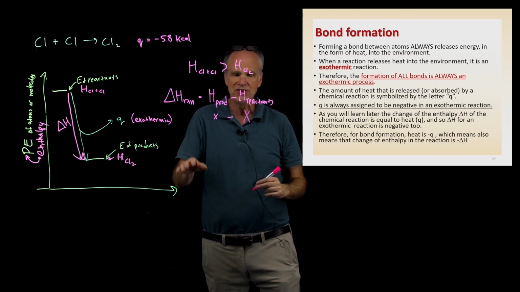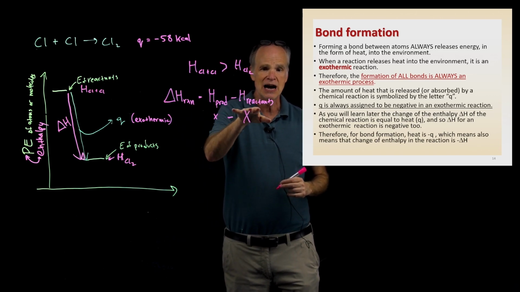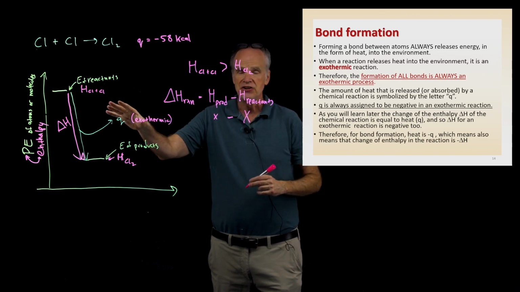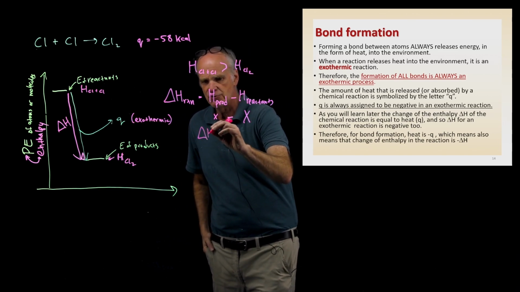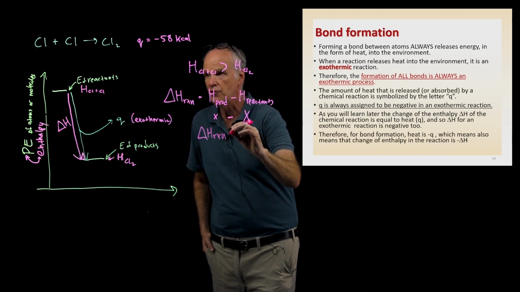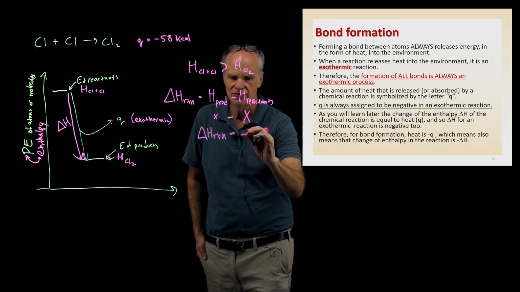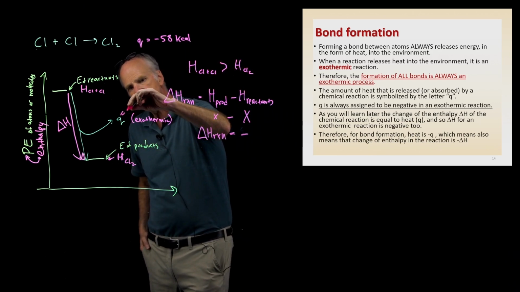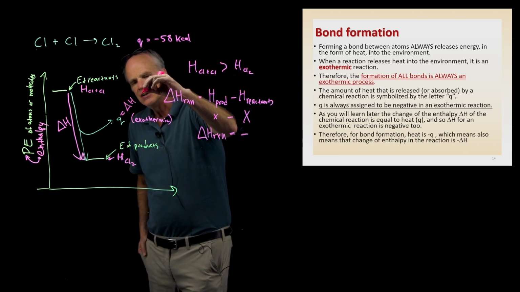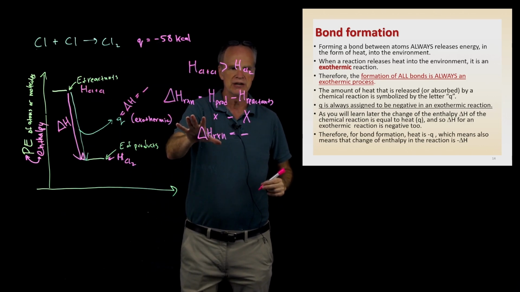And so what you can see is because the change of enthalpy is products minus reactants, you can see in this particular reaction that the change of enthalpy of the reaction for this exothermic process is negative. So the Q is the same thing as the delta H. And so they are both negative whenever you have an exothermic reaction.